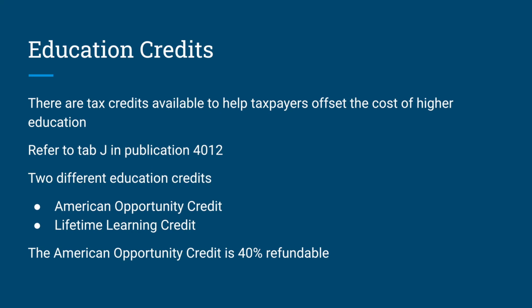And so there are primarily two different education credits. The first one is the American Opportunity Credit, and the second one is the Lifetime Learning Credit. An important distinction between the two of them here is that the American Opportunity Credit is 40% refundable, which means that 40% of the credit can reduce the tax liability below zero, meaning that it can be refunded back to the taxpayer. So that's why in general the American Opportunity Credit is viewed as more beneficial than the Lifetime Learning Credit.